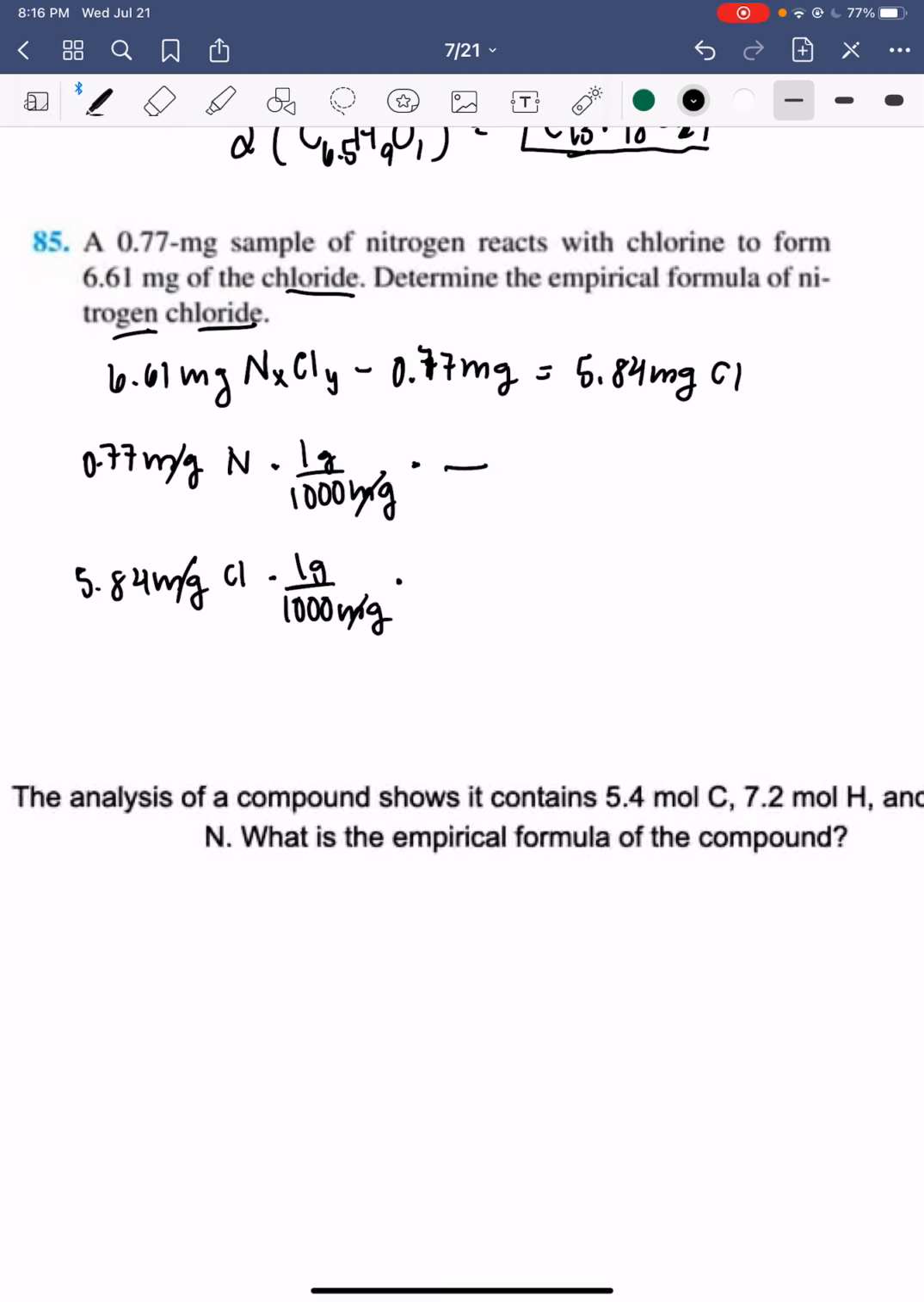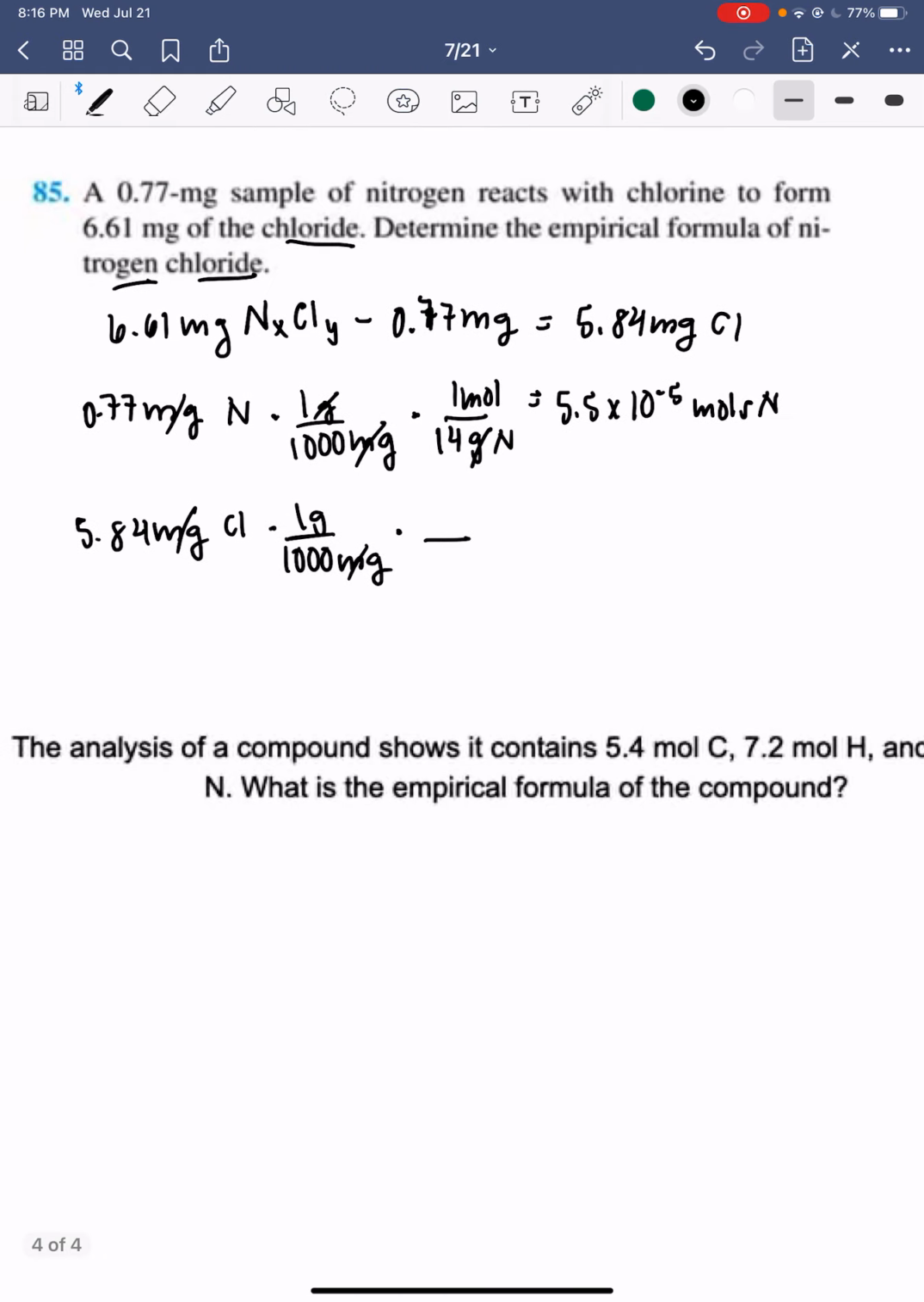Now we can use that molar mass conversion factor. In the periodic table, we know that there's 14 grams of nitrogen per 1 mole of nitrogen. Perfect. Grams cancel out. We're left with moles of nitrogen, which is what we want. If we multiply that out on our calculator, we should get 5.5 times 10 to the negative 5th moles of nitrogen. We're not done yet, though.